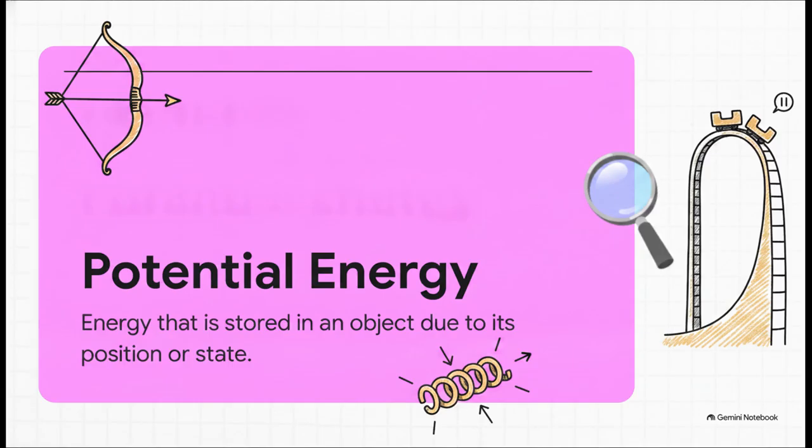So when you pull back the string of a bow, or maybe think of a roller coaster sitting at the very peak of the track, just hanging there for a split second before the drop, that is potential energy. It has the potential to do work, purely based on where it's positioned.